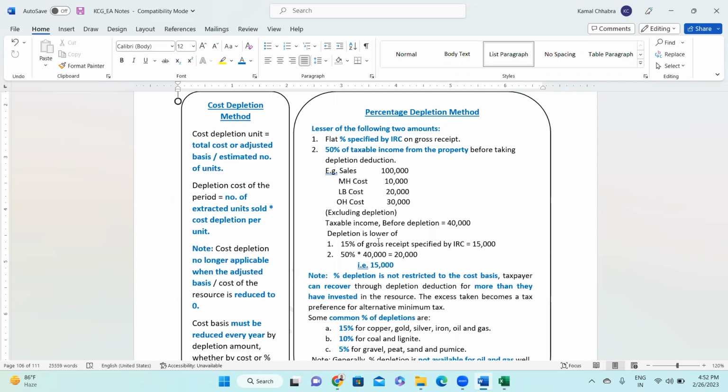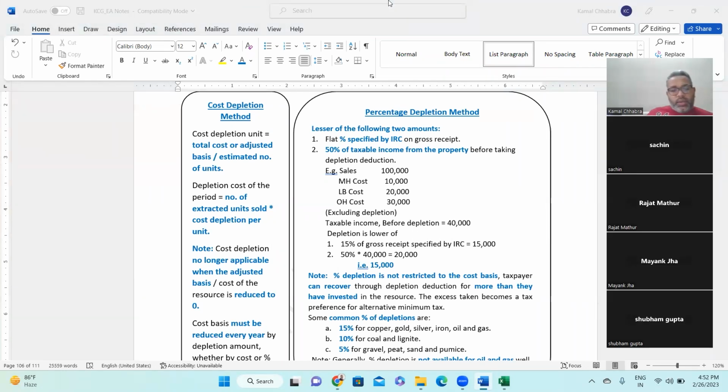Right? Sir, I have a small doubt. The first point, 15% of gross receipts specified by IRC, is basically the amount taken from the sales, right? Yes, 15% of the gross receipts means sales, which is $100,000. Okay. Any doubt? Shubham, Rajat, Garima. So far, so good? Yes, sir.